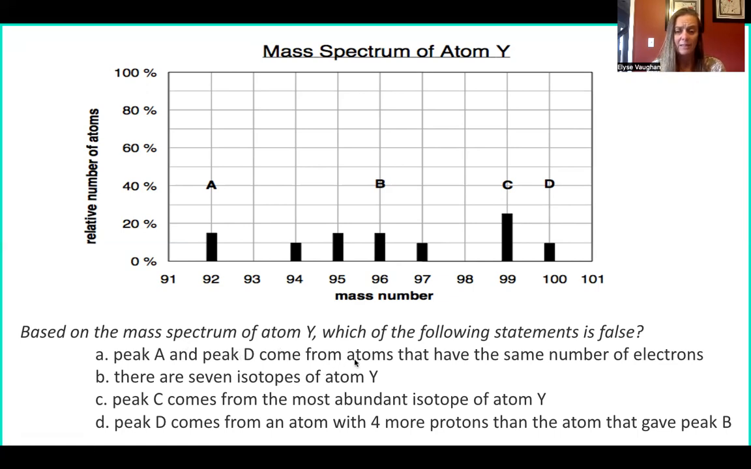Peak A and peak D come from atoms that have the same number of electrons. Well, we don't have that information from the mass spectrum. On the other hand, the piece of information that we do have from this spectrum is that C is the most abundant isotope because it has the highest relative number of atoms.